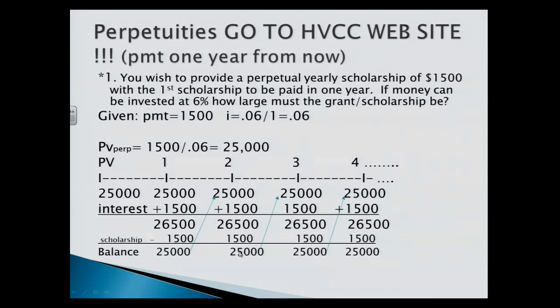We give away a $1,500 scholarship, and we're left with $25,000 in the account. That $25,000 is going to generate interest during the second year of $1,500. We have a total of $26,500. We give away a scholarship of $1,500, and then we're left with $25,000. And you can see this goes on for infinity. This is when your payment or your scholarship is 1 year from now.